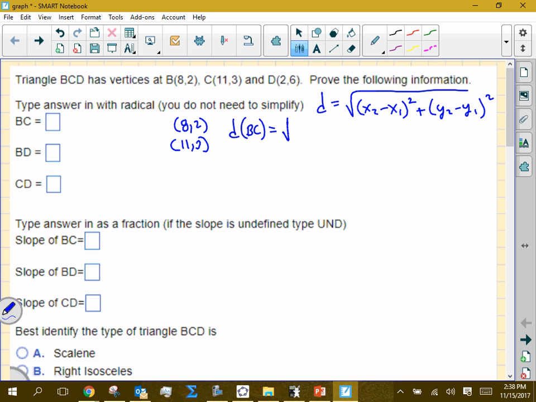When I do BC, find that distance, I'm going to subtract my x's. So it gives me 3 when I do that, right? When you square that, you get 9. So that 9 is this stuff right here, x2 minus x1 squared. Then I'm going to subtract my y's, and my y's are 3 and 2, right? So it gives me a 1 when I subtract them. Square that, and I get 1. So I get radical 10. And that's what they're asking you to put in this box here for BC, square root of 10.